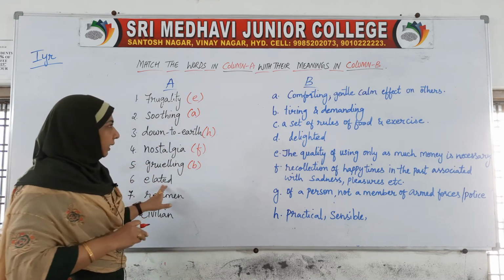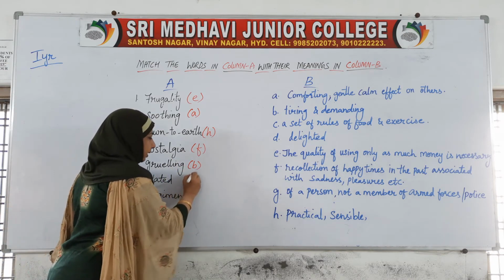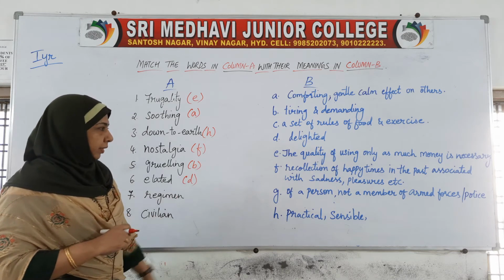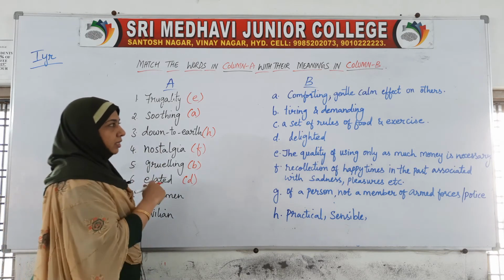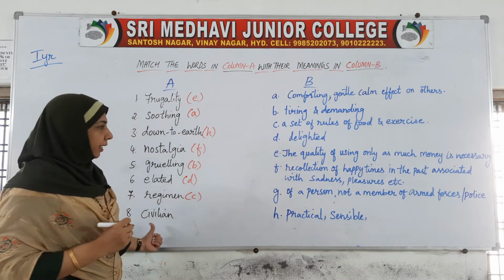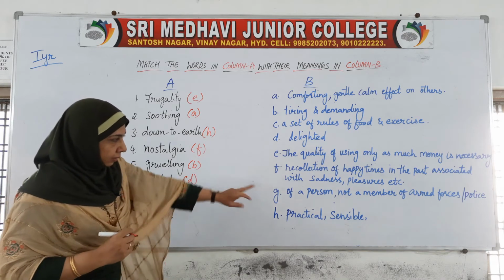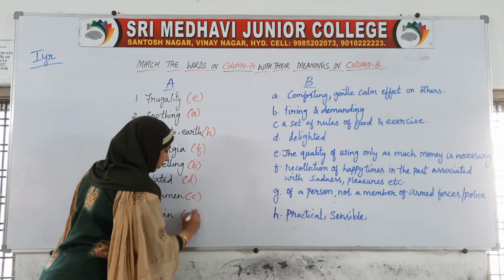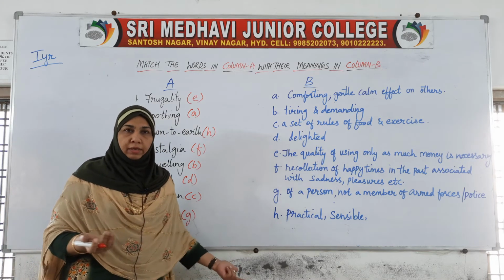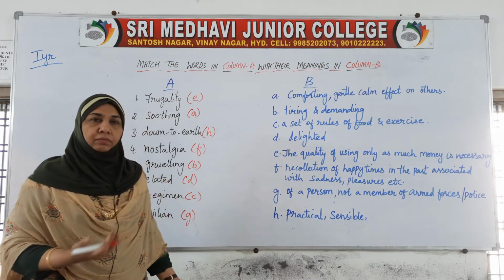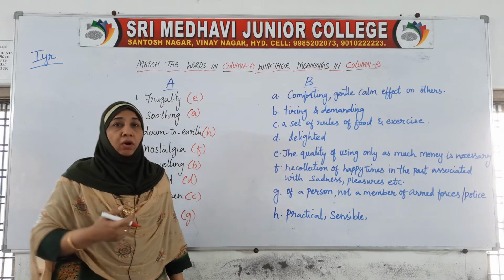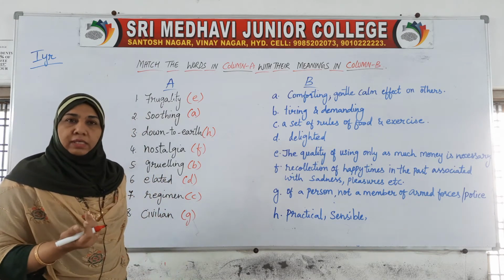Okay. Now elated. Elated means delighted. Happy, elated, delighted. Regimen. Regimen is a set of rules of food and exercise. It is C. 8 is civilian. G, of a person who is not a member of the armed forces or police. A normal ordinary person from any other category, not from the armed forces, army or background or anything, or from the police. They are known as civilians.